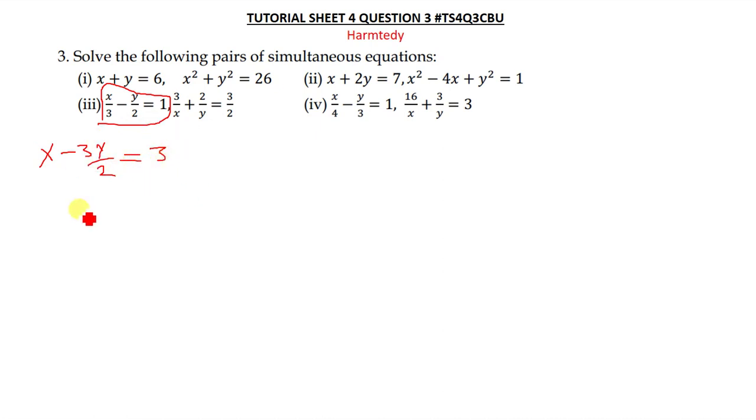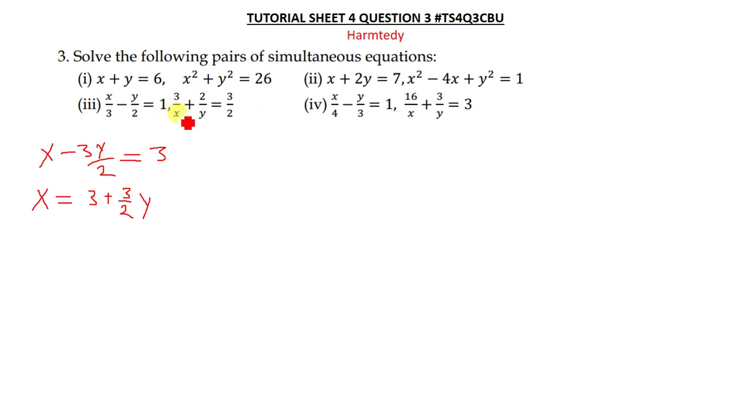So you take this to the other side of the equal sign, you have your x being equal to 3 plus 3 over 2 y. After doing this, you simply replace the value of x where it's needed there. Or maybe before you even replace the value of x, you can first simplify this expression.